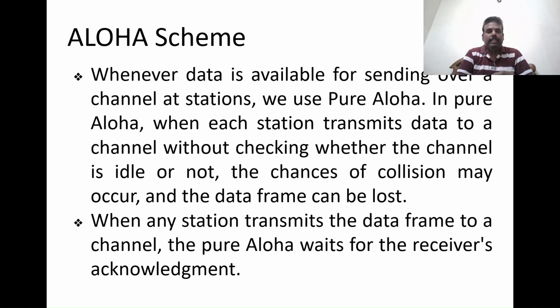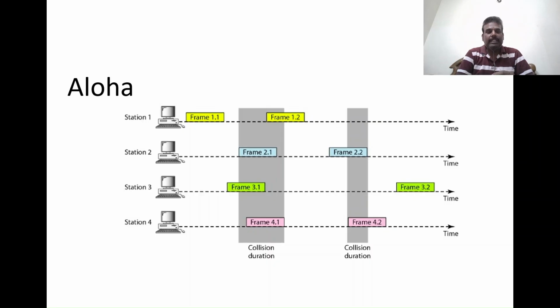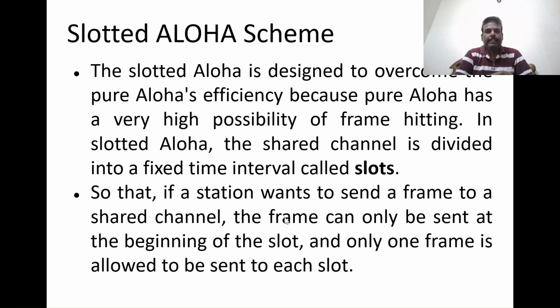That is collision detection and collision avoidance. So pure Aloha is the don't-wait method. Whenever you have data, you are allowed to transmit your data. Here we have four stations, and whenever I have some data, I am able to transmit my data. Whenever more than one packet is overlapping, we'll have collisions. So the second category is slotted Aloha.